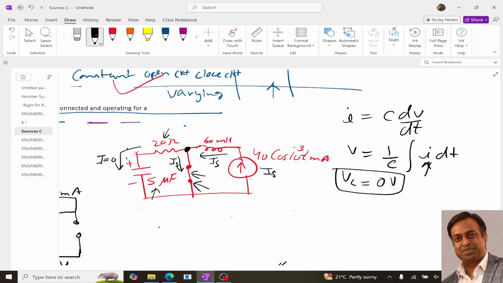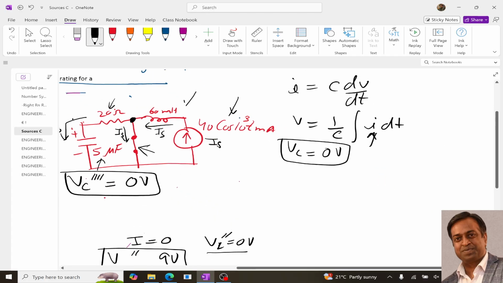It means that VC4 dash will be 0 volt. So the voltage across the capacitor due to this current source will be 0. Why 0? Because of this short circuit path, right? Now what is the voltage across the inductor?